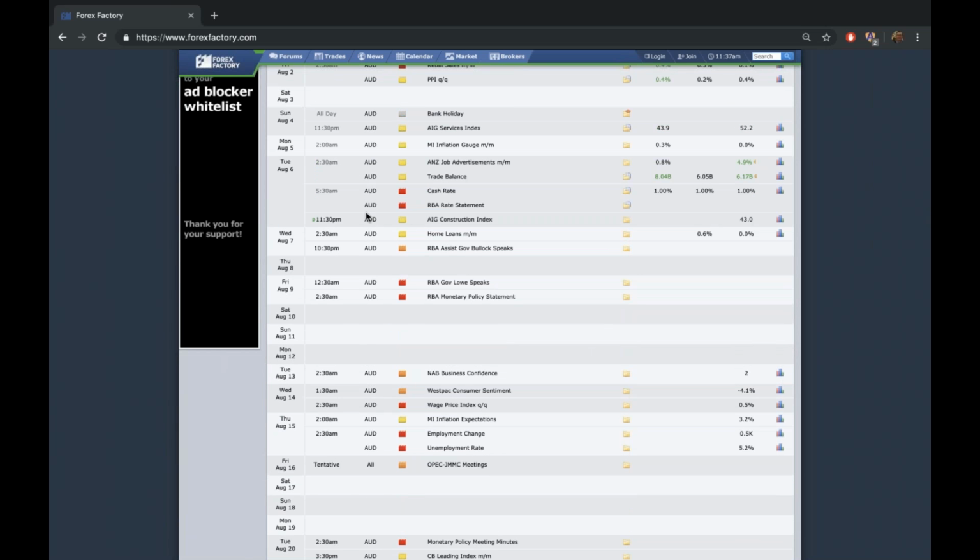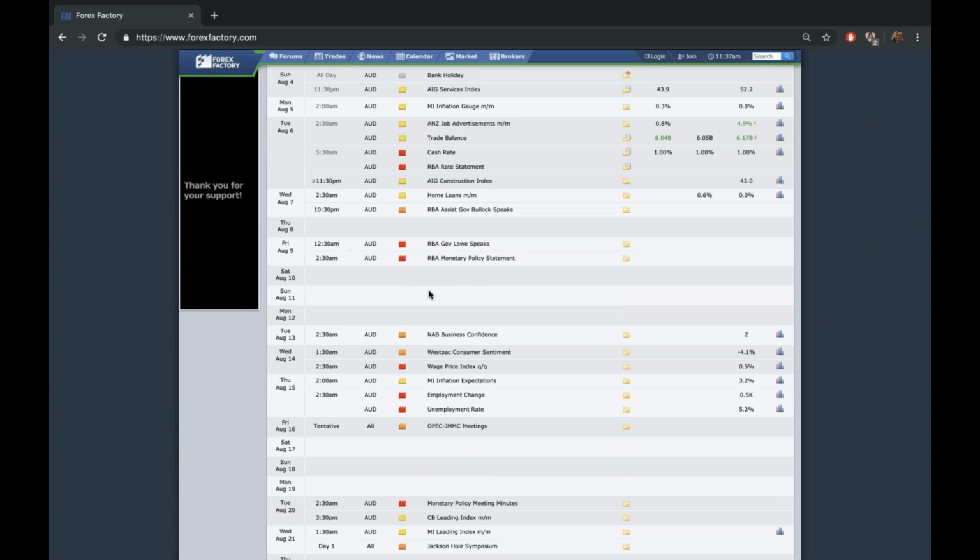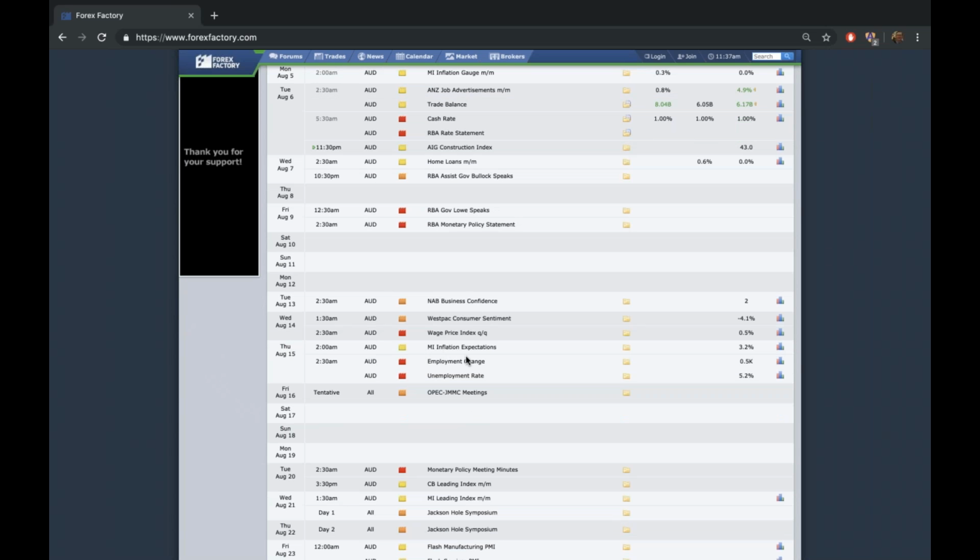And you can see, here's a statement, August the 6th. We've got Governor Lowe speaking at the end of this week. Again, that's an important monetary policy statement, another important event. But you can see I've got employment data out here, August the 15th. That event is potentially market moving, because if you get a good employment change, a good figure, and the unemployment rate drops low, that's going to be really positive for the Australian dollar.